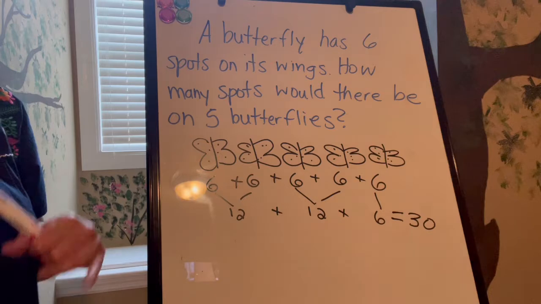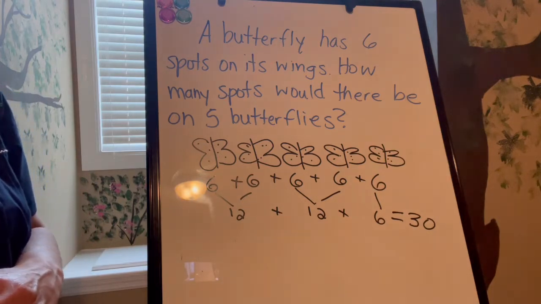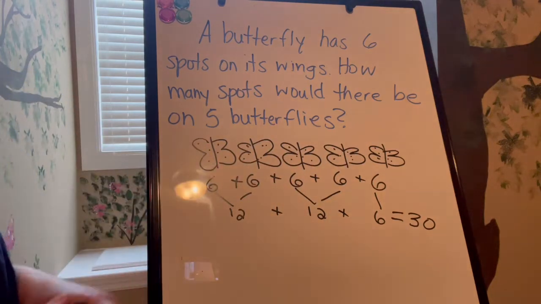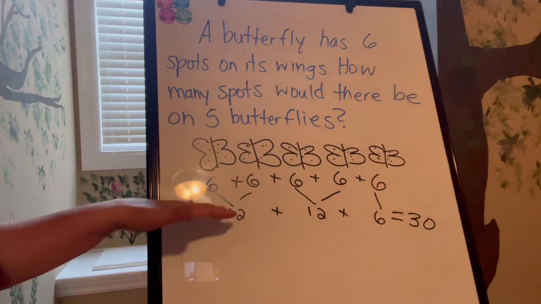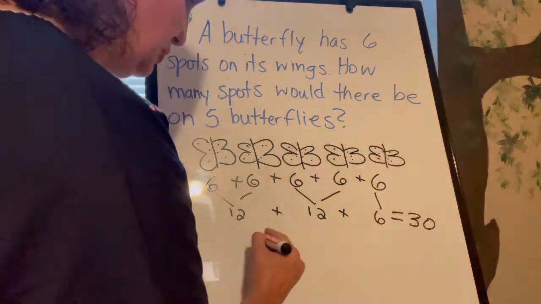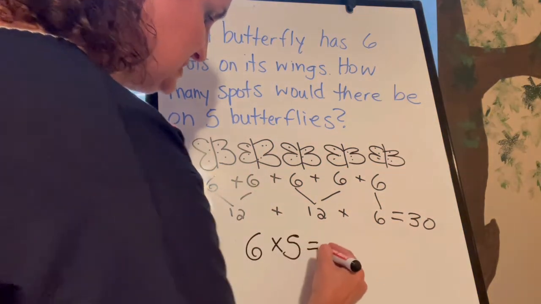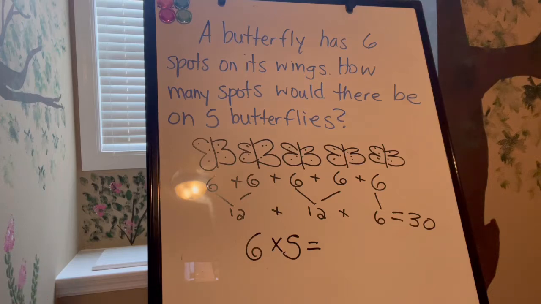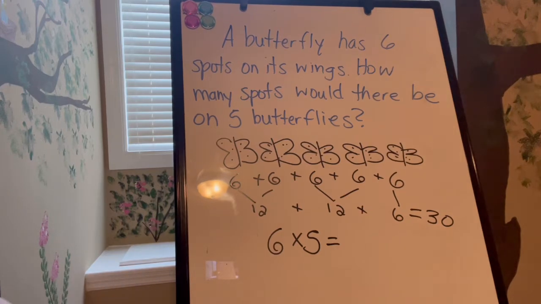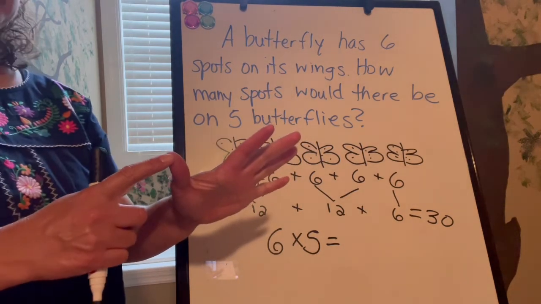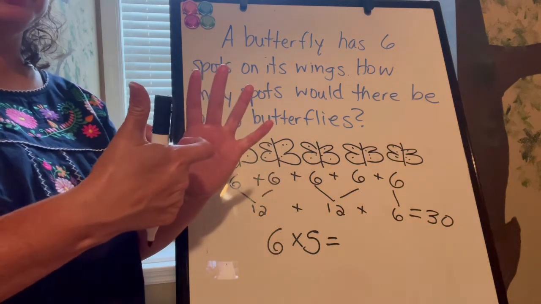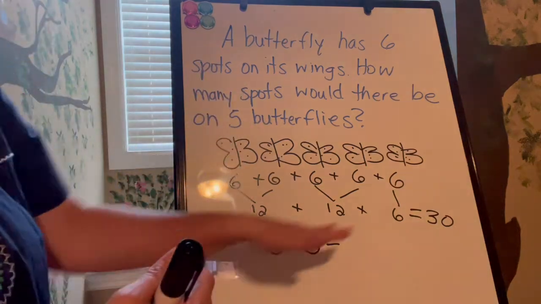Now, does anybody see another way that you could solve this problem? All right, I have the same number each time, 6, and I have that times the 5 butterflies. So this is also repeated addition. We know that we could use repeated addition with multiplication. So I could say 6 times 5. Now, what is 6 times 5? If I skip count by 5s 6 times, 5, 10, 15, 20, 25, 30, then I get 30, okay? Which is the same answer I get there.